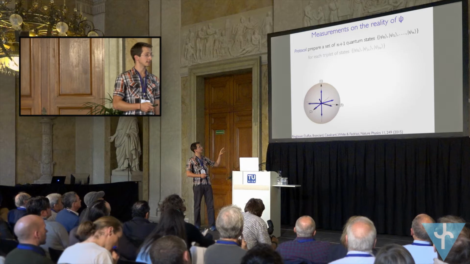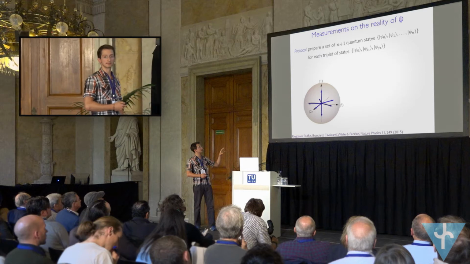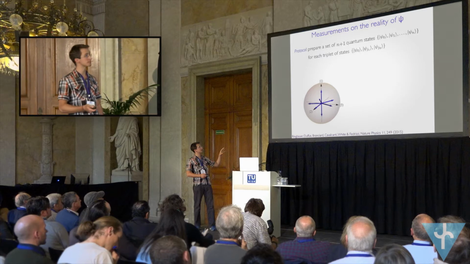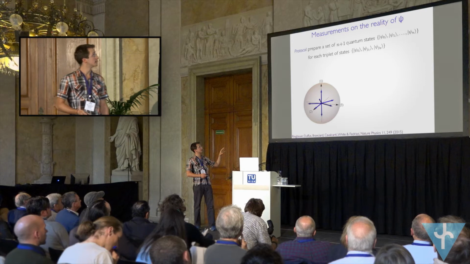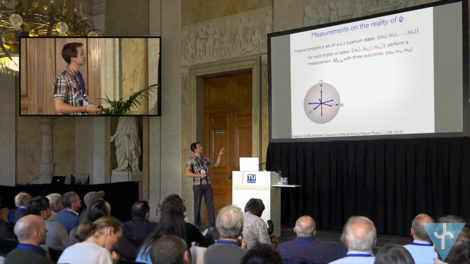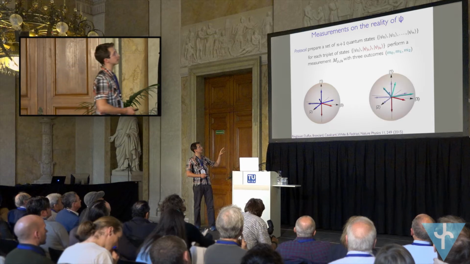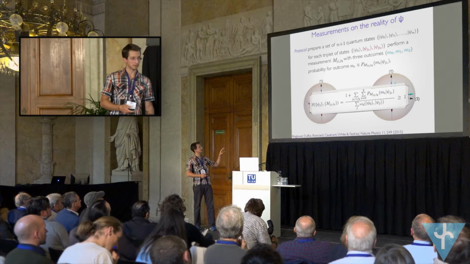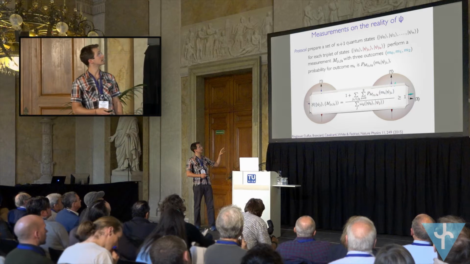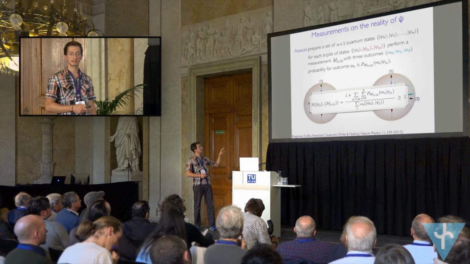And then we pick triplets of states. So we pick all possible triplets which contain the reference state. And for example, like this. And for each of those triplets, we define a 3-outcome measurement. And that might look like that, for example. And then we collect statistics and calculate these outcome probabilities and derive this inequality.